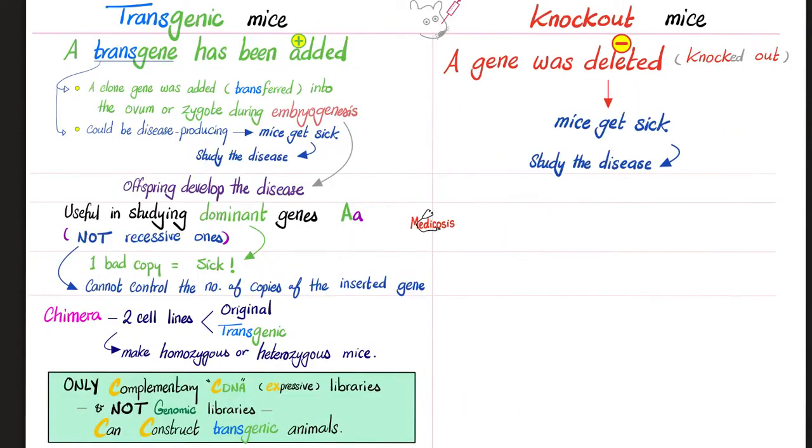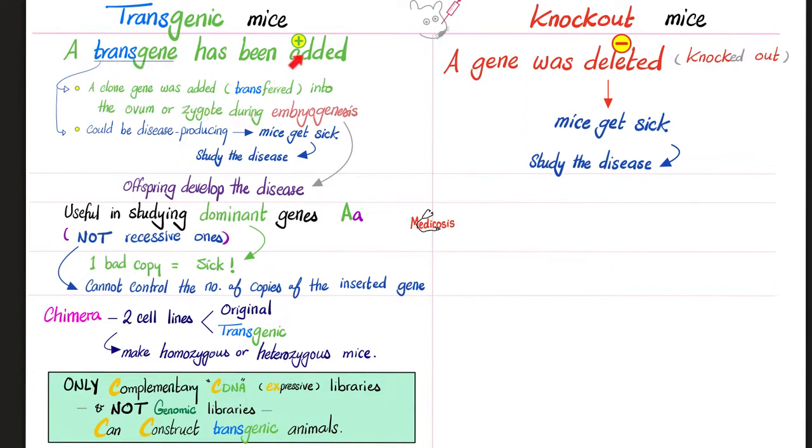Next, let's talk about mice. Transgenic mice versus knockout mice. These are genetically modified mice. In transgenic, we added something. What did you add? A transgene. But in knockout mice, we knocked out a gene. We deleted a gene. When we delete a gene, the mice become abnormal so that we can study them. But in transgenic, we added a transgene. What the flip is a transgene? Well, it's a gene. No kidding.